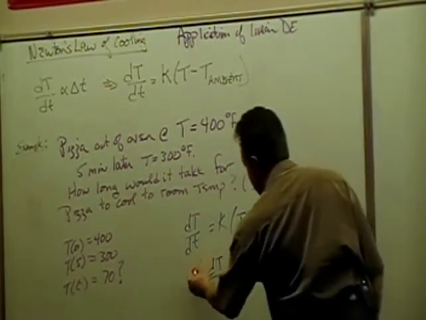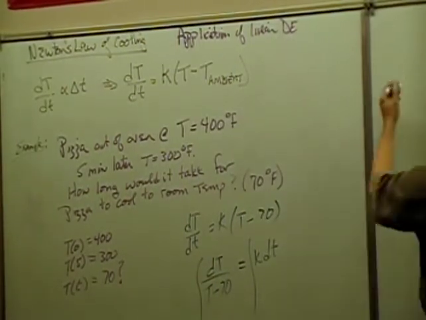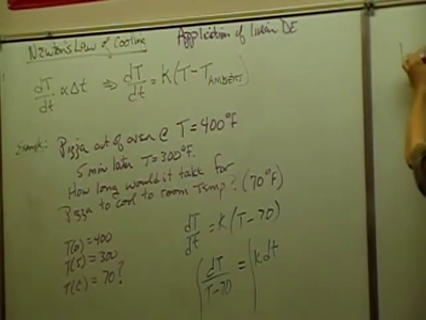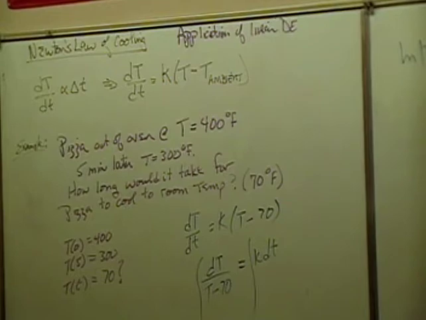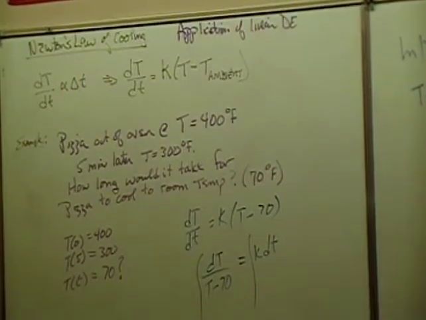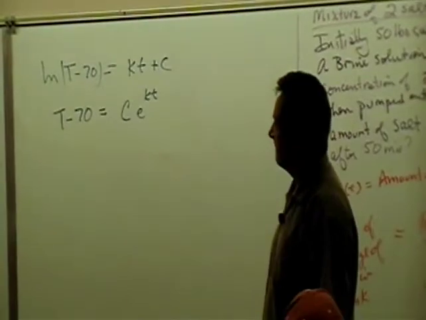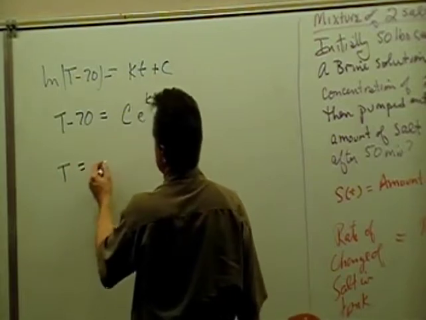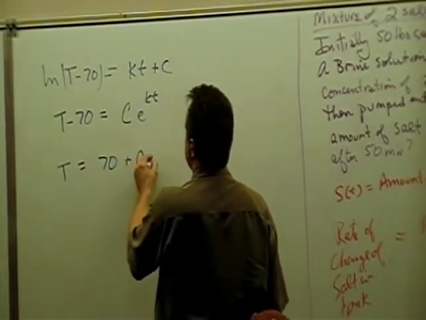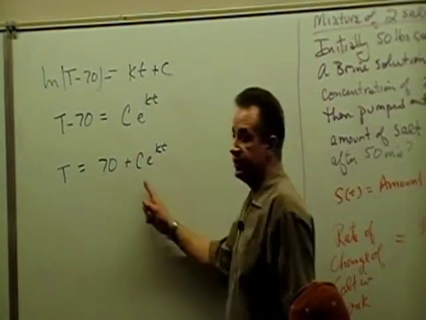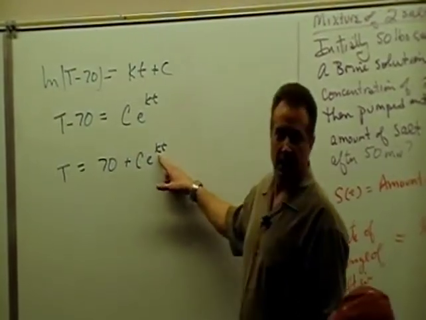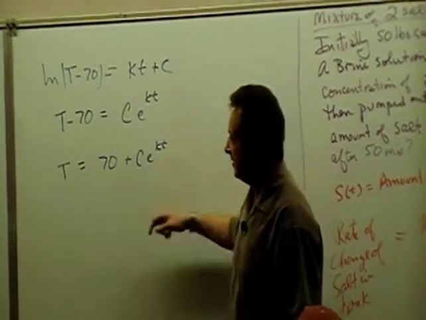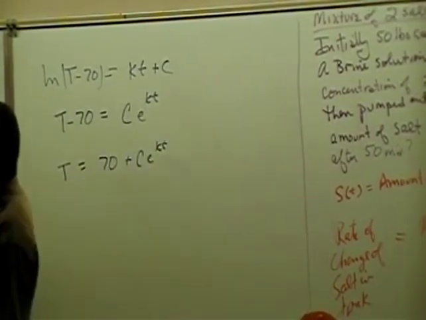Integrating both sides, I get the ln of T minus 70 equaling kt plus C, or T minus 70 equaling C e to the kt. Exponentiate both sides, and you get the temperature equals 70 plus C e to the kt. Now we need to find the constant of integration, C, and our proportionality constant, this k, which is a measurement of the thermal conductivity of the material.